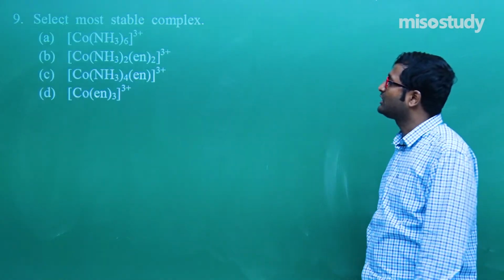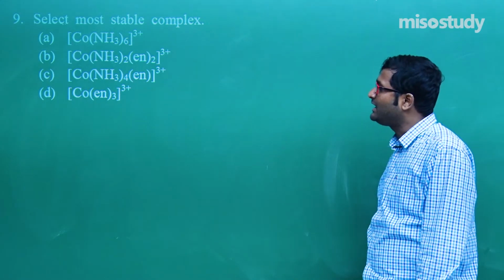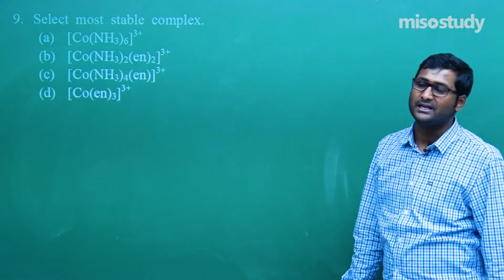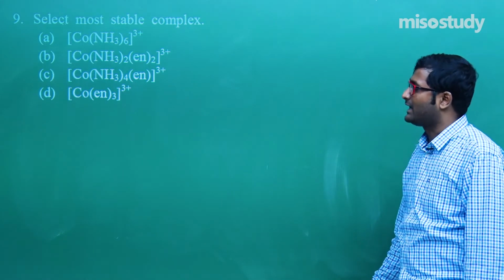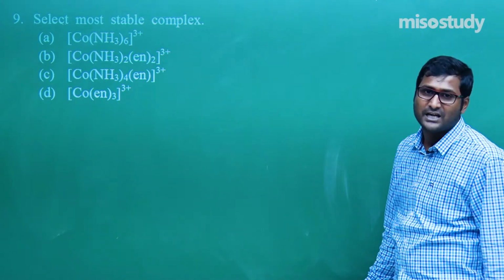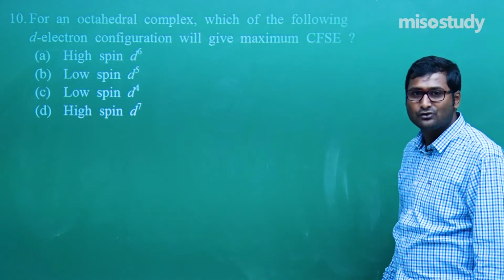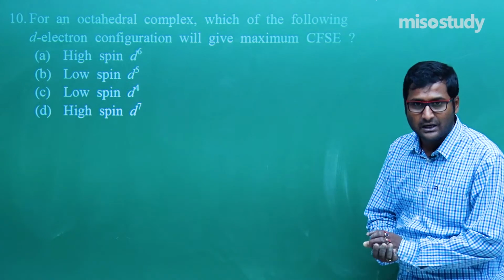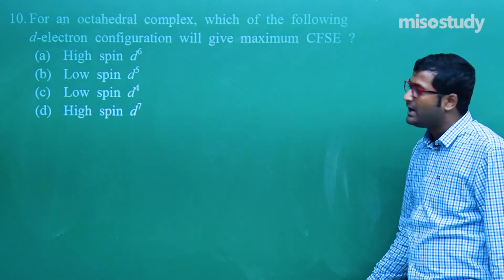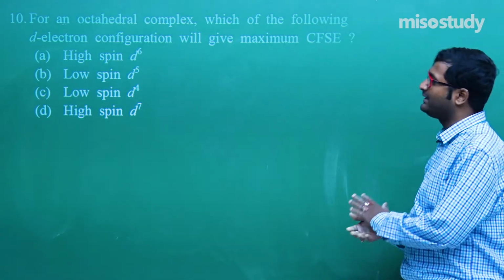Now let's move to question number 9. Stable complex, more the chelation, more is the stability. In this case, there are 3 bidentate ligands and it will form ring structure. Due to this reason, D is the correct option, and that is Co(en)3 3+ forms a stable complex. Now question number 10, for an octahedral, as I told, I have derived the complete calculation, that is -2, that is the maximum magnitude of CFSE for low spin. So B is the correct option, low spin d5.